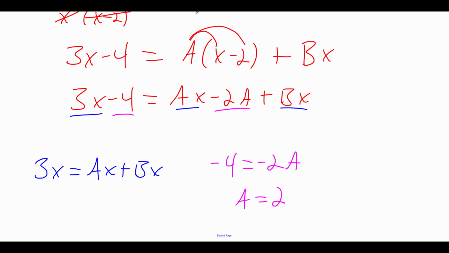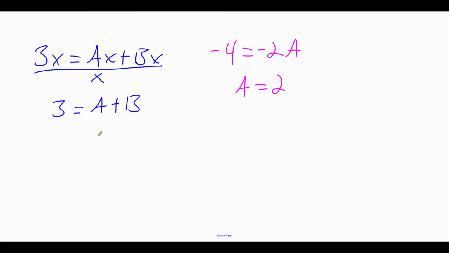In this equation over here, I'm going to divide everything by the x to get rid of the x's. So it says 3 = a + b. We figured out that our a value was 2, so I can plug that in right there. So 3 = 2 + b. Subtract that 2 over to the left-hand side, and we get b = 1.